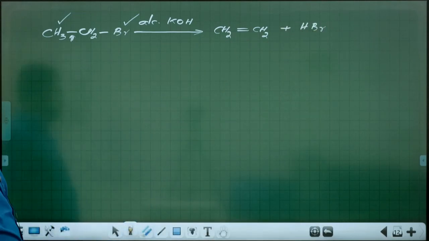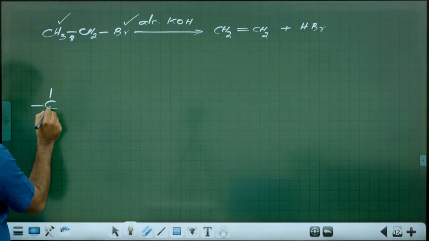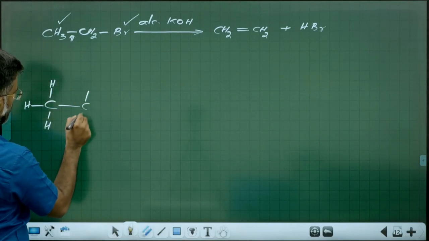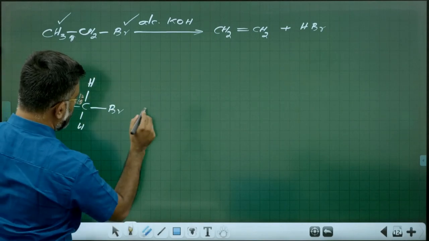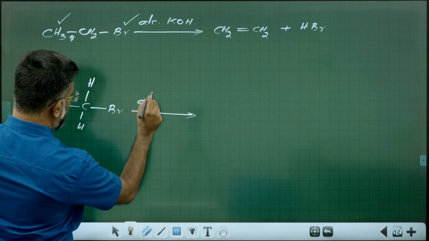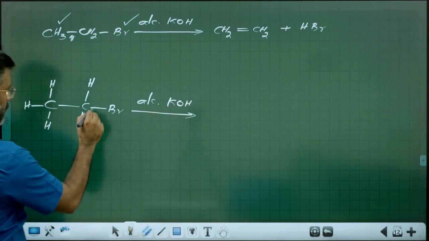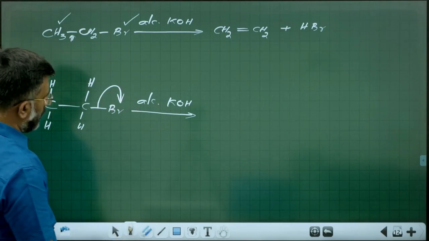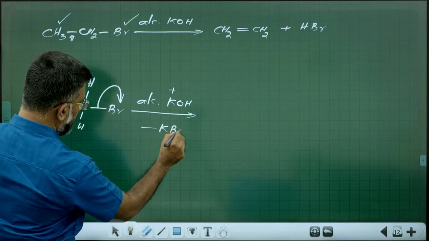In fact, how the reaction is happening exactly is, you look at this. This is the CH3 and this is CH2 and Br. When treated with an alcoholic solution of KOH, please understand this bond will undergo heterolytic cleavage, removing Br minus along with the K plus out as KBr.